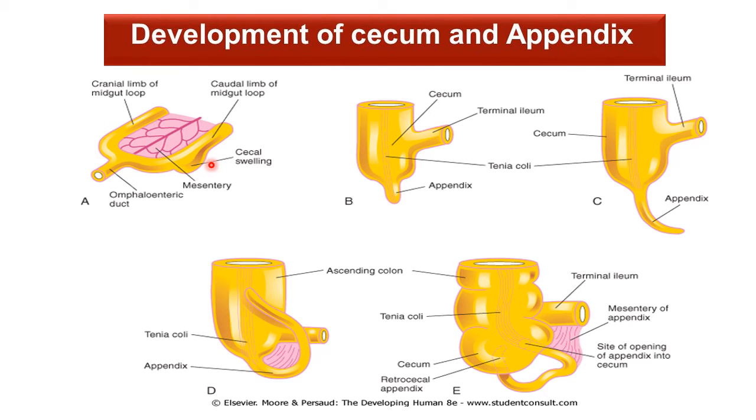So this is the anti-mesenteric border where the cecal swelling appears, and this cecal swelling grows faster towards its apex. Very soon a diverticulum arises from the apex of the cecum, and that is the appendix. That is the appendicular diverticulum, which also grows in length, and later the development and growth of the cecum is unequal.